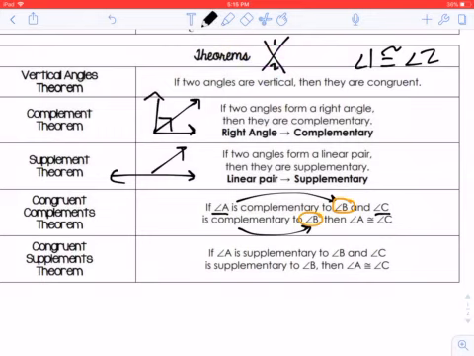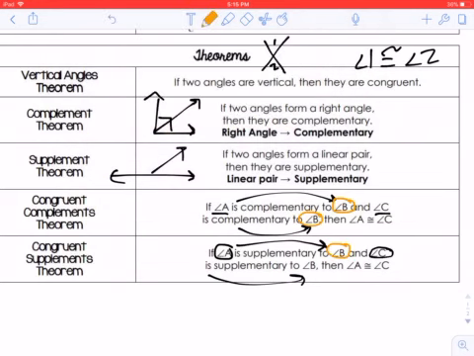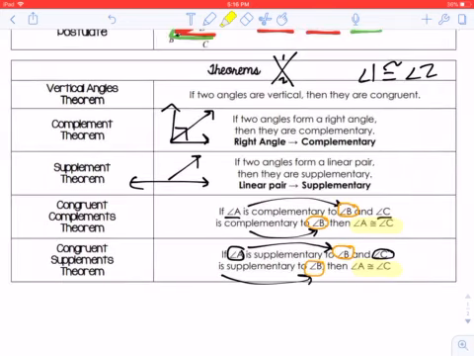Now, supplementary goes the same way. So if A is supplementary to B, and C is also supplementary to B, so they're both supplementary to the same thing, what does that really mean? Supplementary means adds up to 180. So once again, if B is 30, now A would have to be 150 to make those supplementary. And if B is 30, guess what? C is still supplementary to it, so C has to be 150 degrees as well. So these are important. There's the conclusion there.